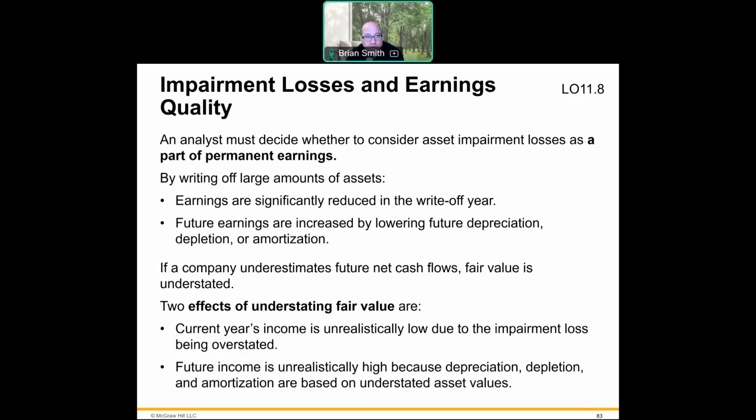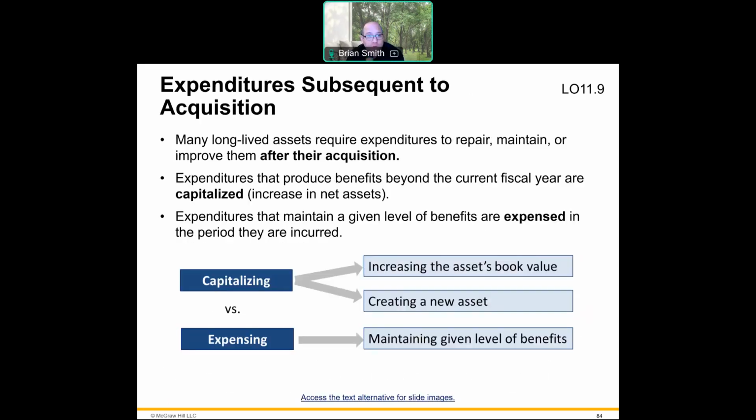You can read about earnings quality if you want. Expenditure subsequent to acquisition depends on whether you're going to capitalize or expense it. You can look at that too.